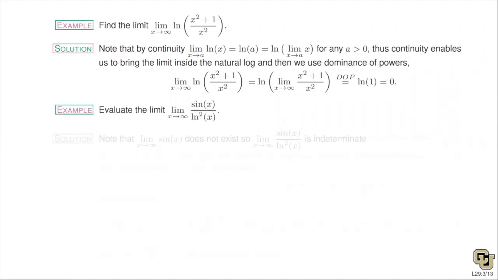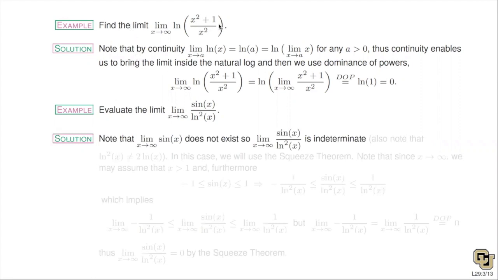So let's evaluate the limit of sine of x over natural log squared of x as x goes to infinity. So here it's really important just to realize, and this is something that we need to learn in Calc 1, that sine of x as x goes to infinity by itself does not exist as a limit. It oscillates forever. So this limit, sine of x over ln squared of x as x goes to infinity, is indeterminate because we don't know what the numerator is doing. The numerator oscillates forever. So here we have to try some other limit techniques. We need to do further math.